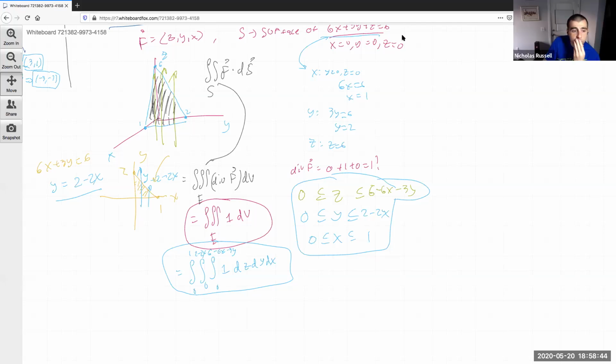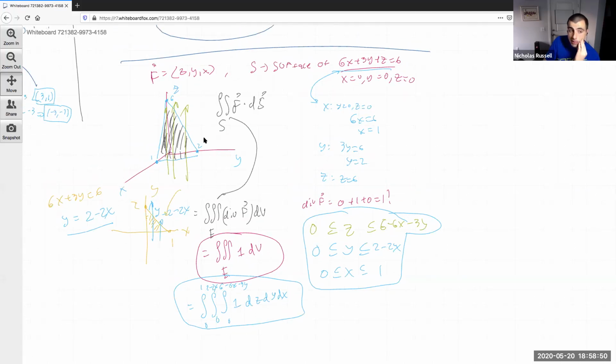Somebody has asked a question. You should jump to it. So the only time you could jump to the divergence theorem here is if you make sure of two things. One, that you're including all four parts of the tetrahedron. And secondly, that it's a flux integral.